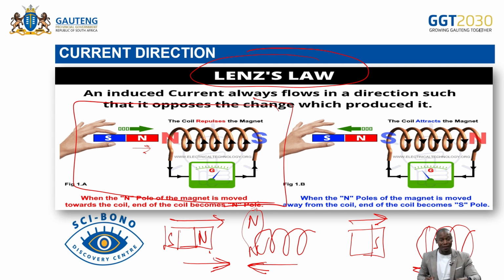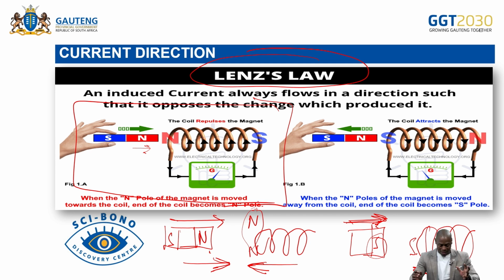Where am I getting this from? From Lenz's law, right? An induced current always flows in a direction such that it opposes the change which produced it. It opposes what? The change which produced it. Okay, so if I'm pushing it with the south pole towards, then the induced current is going to push away. And for that to happen, if here I'm having south, even here I'm going to have south. I'm not sure whether this is making sense.